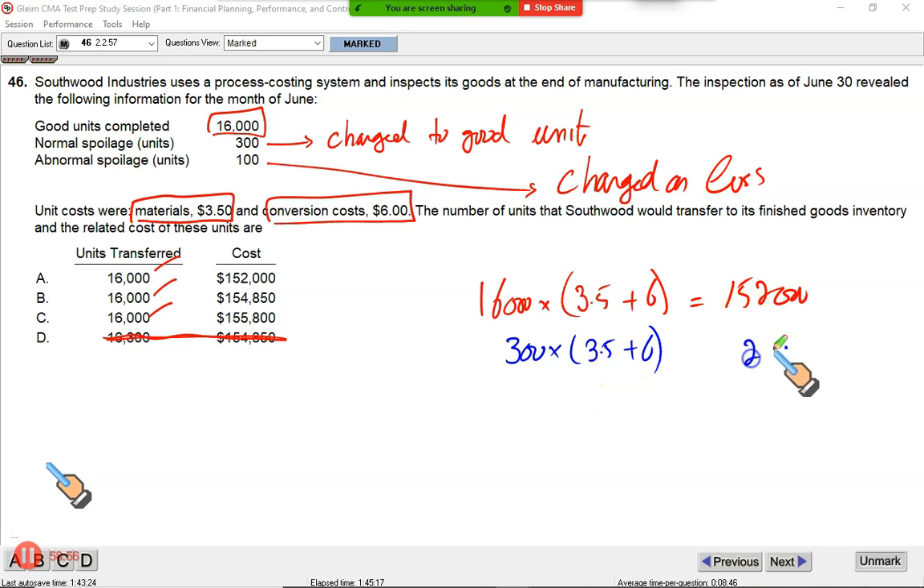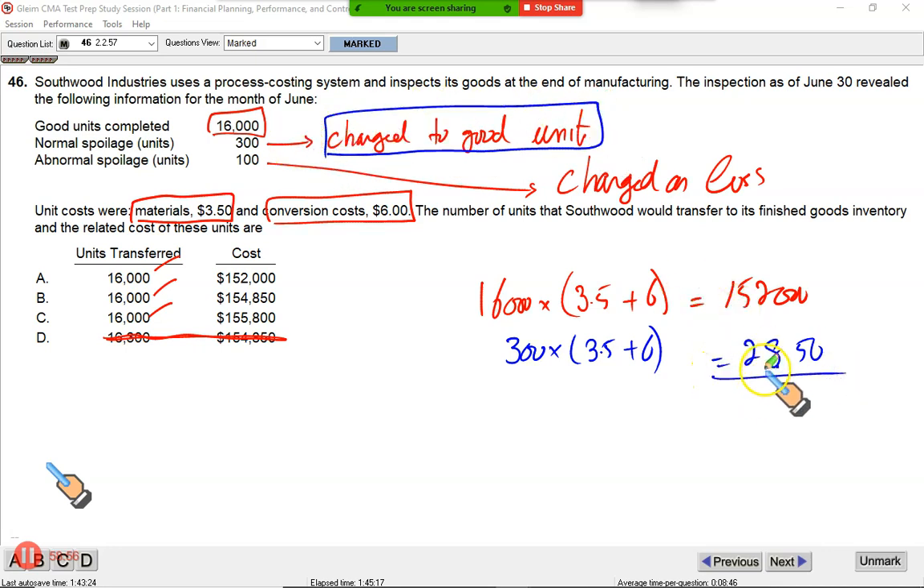This cost is charged to good units. We just said normal spoilage is charged to good units. The loss of normal spoilage is added to the good units. So the good units will have a total cost of 152,000 plus 2,850, which is 154,850. So the units that you transfer to your finished goods is 16,000, and the cost that these good units will have is not 152,000, rather they will also carry the normal spoilage of 2,850. So the total will be 154,850. That's your answer.